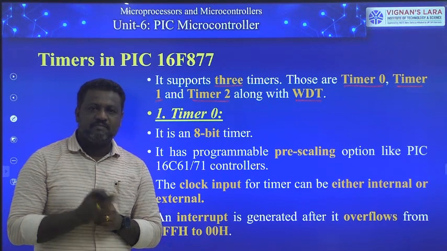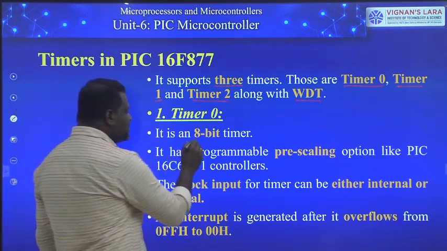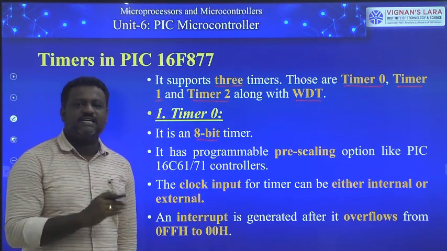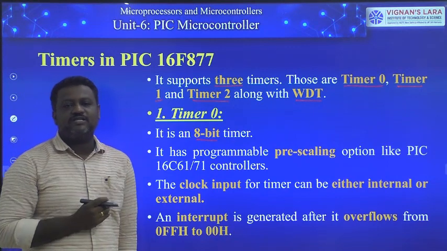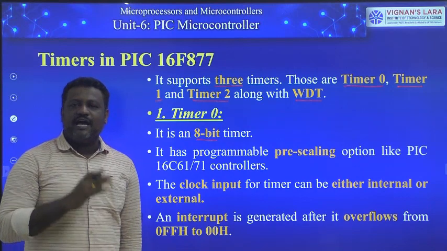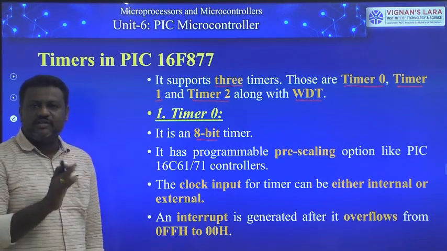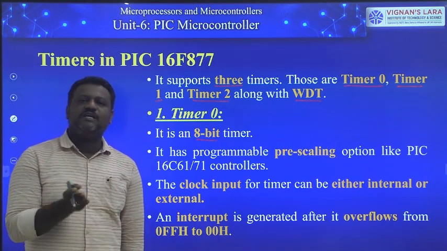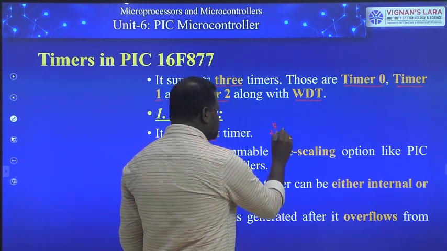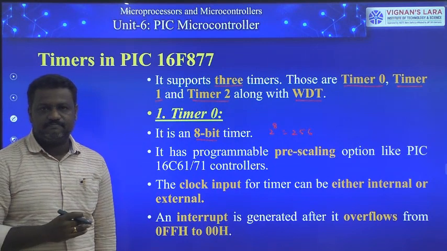Straight away, I start my discussion with timer 0. This timer 0 is an 8-bit timer/counter circuit. That means it acts as a timer as well as a counter. The size of it is just 8 bits, so it will count 2 power 8, that is equal to 256 clock pulses.